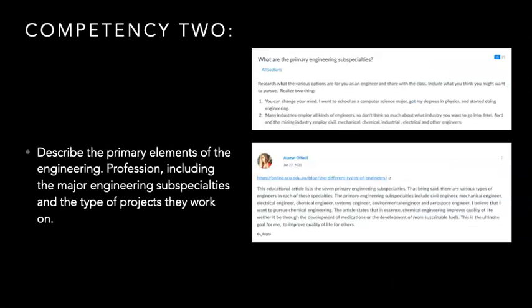Competency 2: describe the primary elements of the engineering profession, including the major engineering subspecialties and the types of projects they work on. So the best evidence that I have for this is, actually, a neat resource about the engineering subspecialties. For this project, I spent a lot of time researching all the different subspecialties of engineering, even though I am only focusing on chemical engineering for my future career goals.